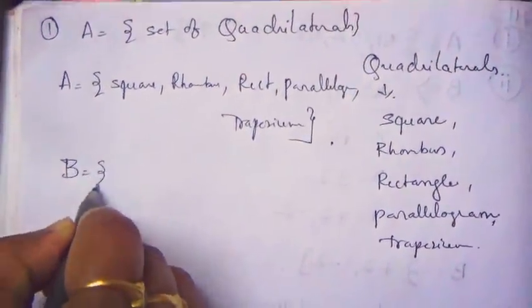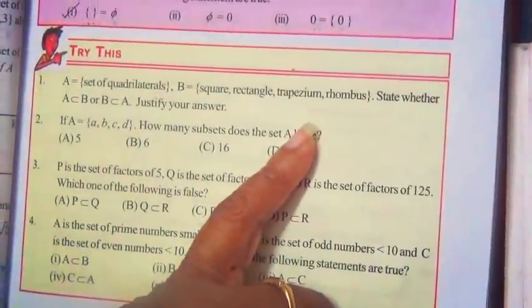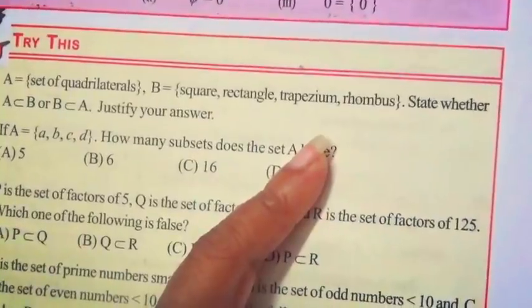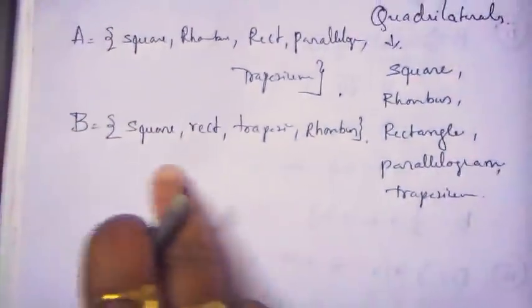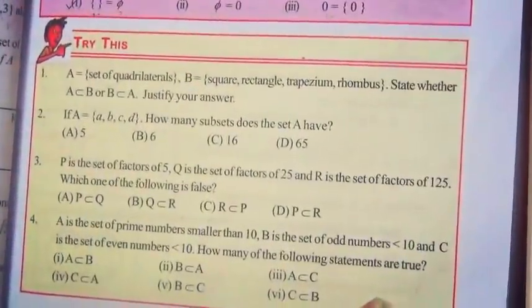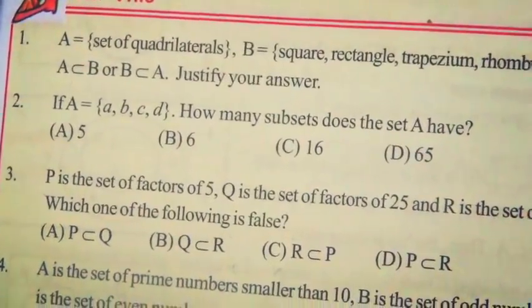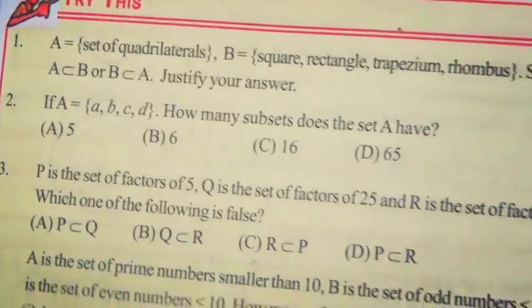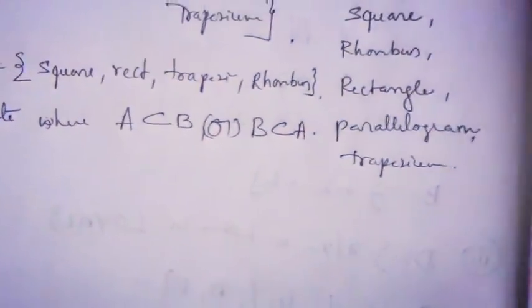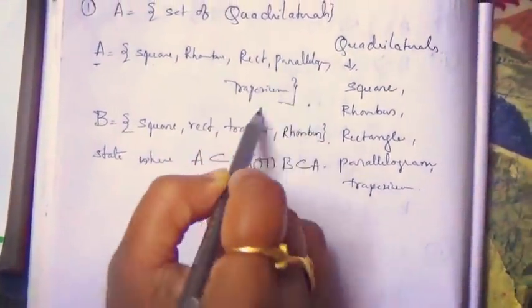And B is equal to what he was given here: square, rectangle, trapezium, rhombus, right? How many elements do we have in set B? That is 4. State whether A is a subset of B or B is a subset of A. Justify your answer, right? So in set A we have 5 elements.